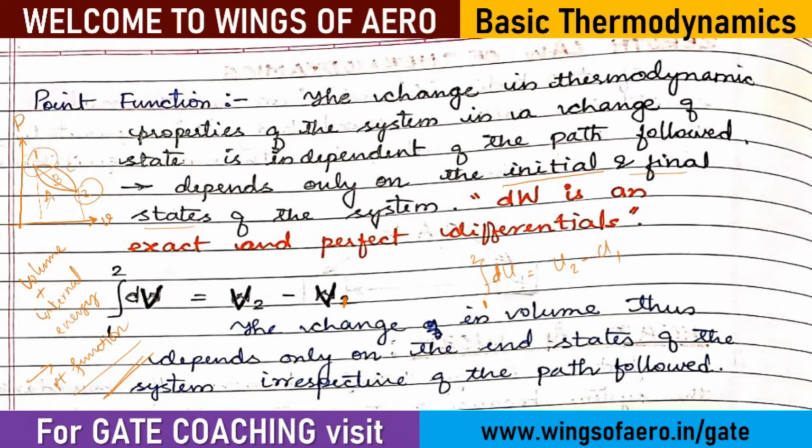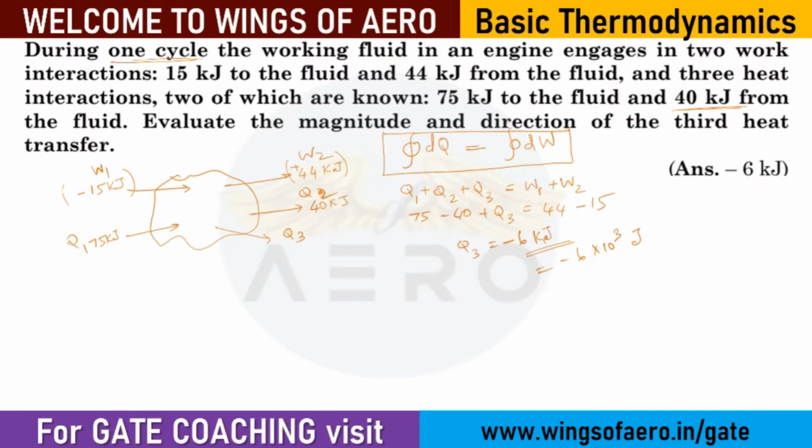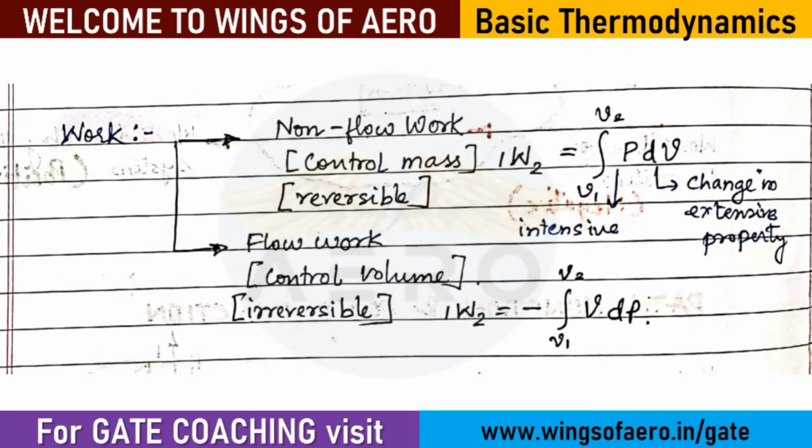Then I also discussed what a point function is, and we solved one small numerical. Today we will see the work process. Okay, work. Now work can be classified into two forms. One is a reversible process and the second one is the non-reversible process. So to understand that, you should know what a reversible process is.